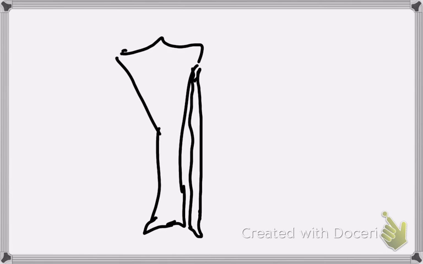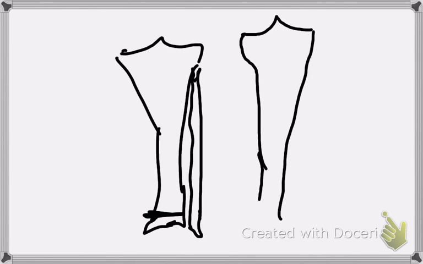Can you figure that out? Okay, so what if I fractured this growth plate but not the other one? What's going to happen to my tibia? It's still going to grow at the other end, so it's going to get taller and wider. But it's not going to grow anymore at this end.